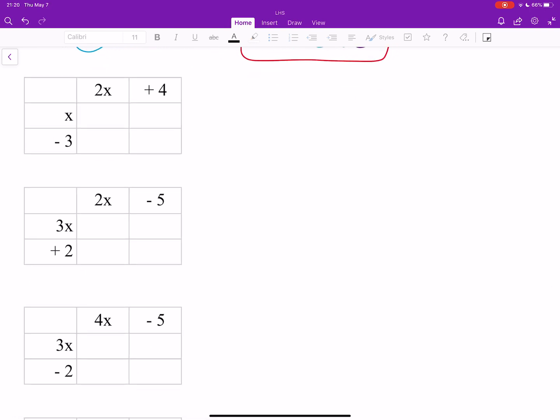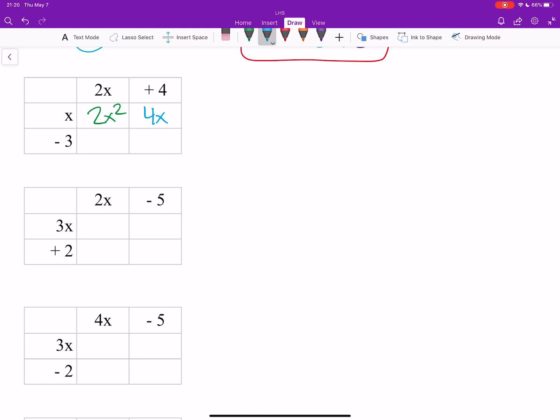2x plus 4 times the quantity x minus 3. Again, first box here is going to be 2x times x. 2 times 1 is 2. x times x is x squared. Right here in this box, x times 4 or 4 times x is going to be 4x. Negative 3 times 2x is going to get me a negative 6x. And finally, a negative 3 times a positive 4 is going to get me a negative 12. A negative times a positive gets me a negative.